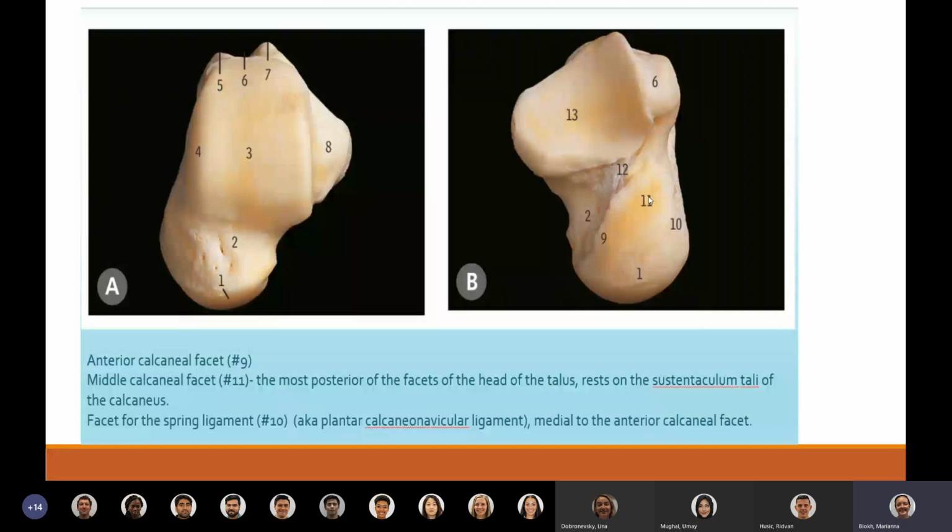And we'll discuss in detail the spring ligament, the plantar calcaneonavicular ligament, whose location is just anterior and medial. It's just medial and slightly in front to the anterior calcaneal facet. So it's, I would say, the same level, maybe just a little, but definitely medial to the anterior calcaneal facet. So anterior calcaneal facet, and then on the medial aspect, you have your facet for the spring ligament.